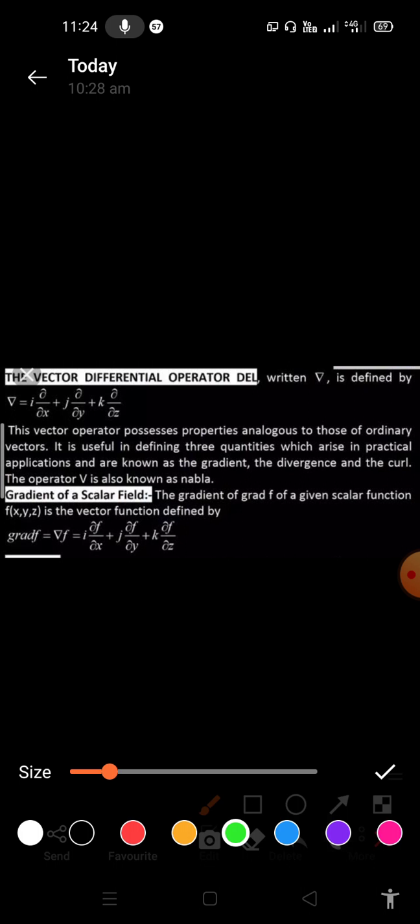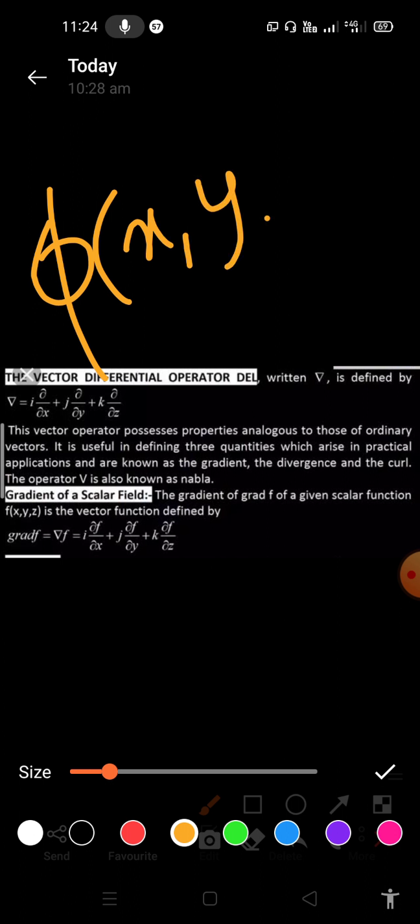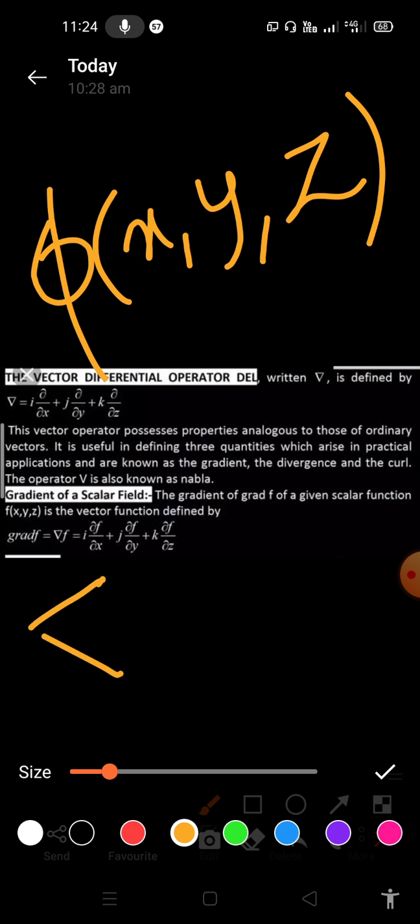Once again, let us consider phi of x, y, z. This is a scalar function of position of a point with the coordinates x, y, z, along the three-dimensional axes. Then the gradient of a scalar function is defined as del phi.